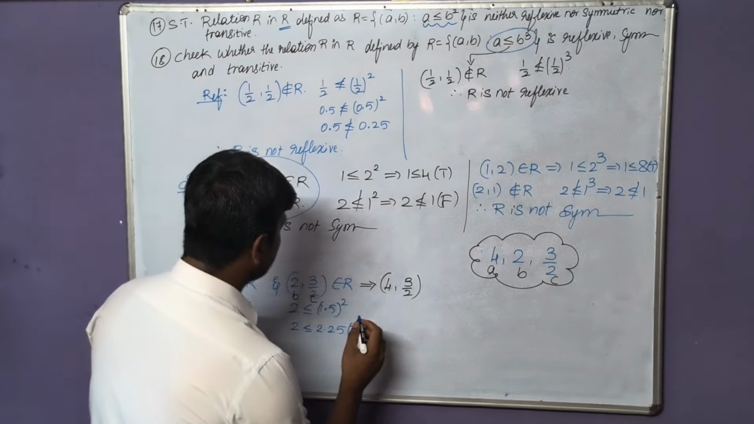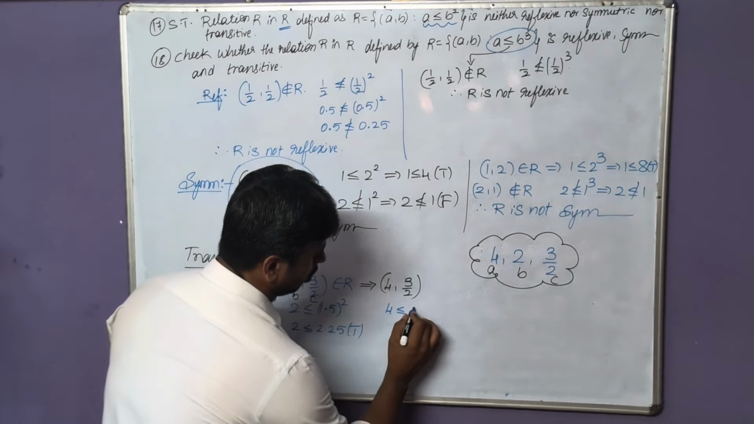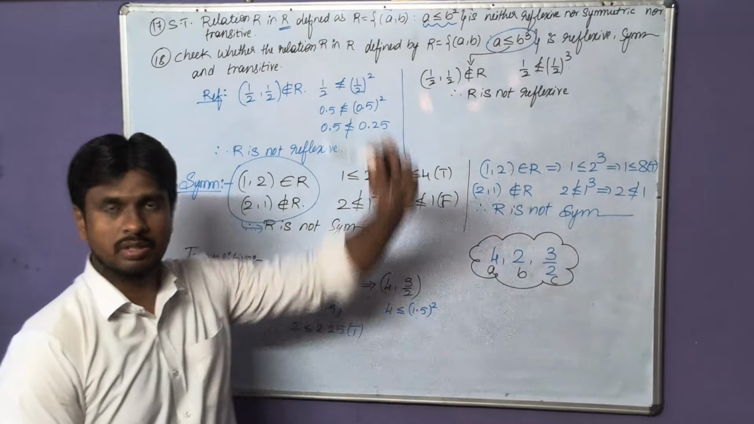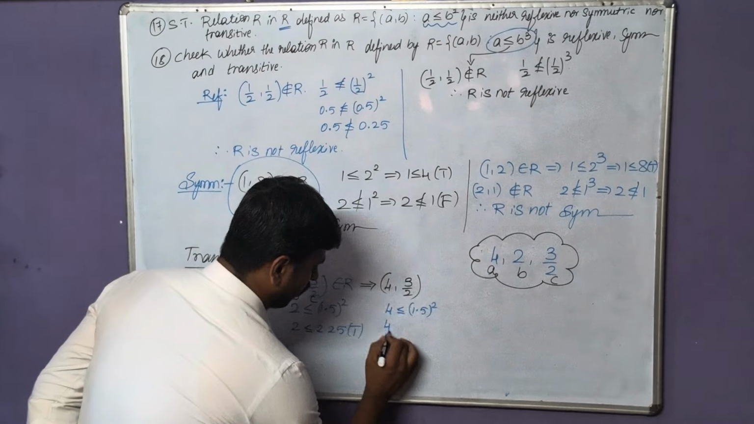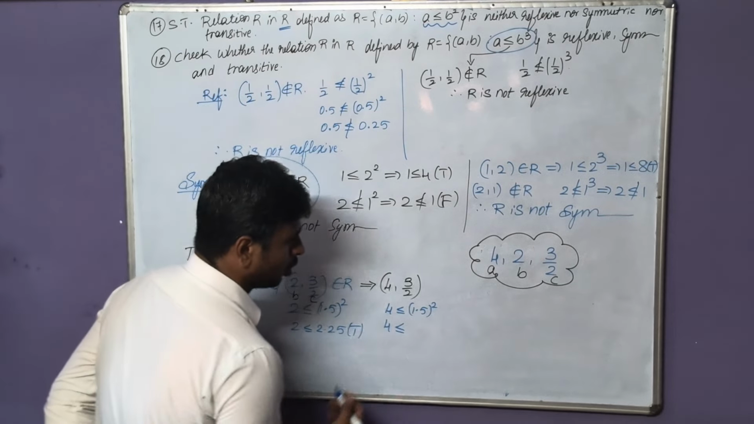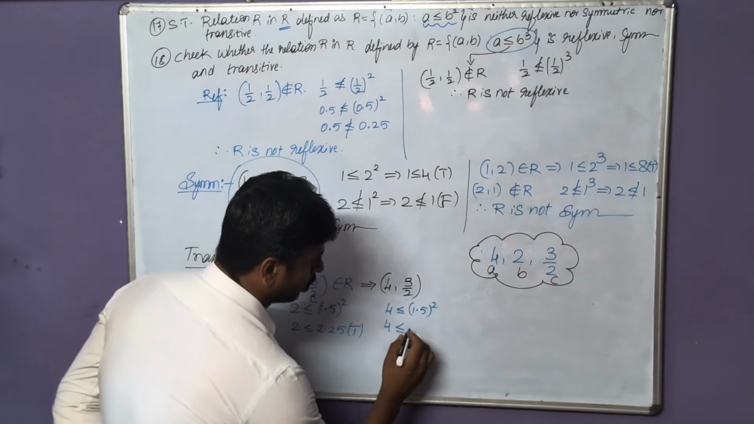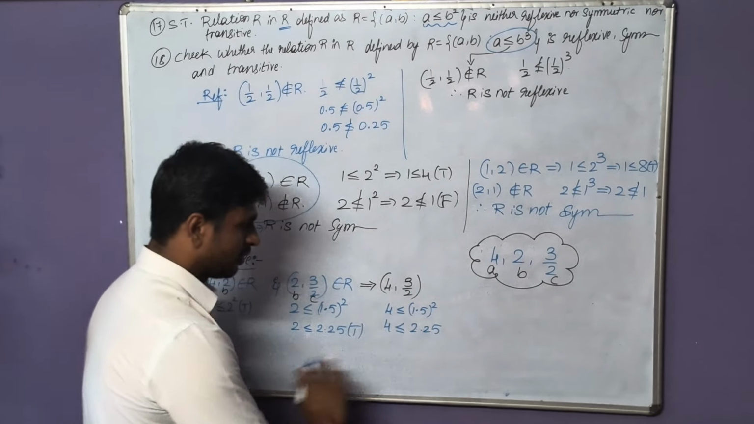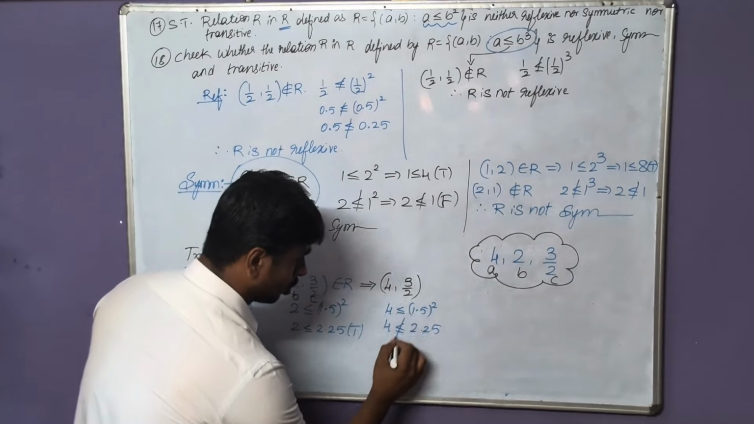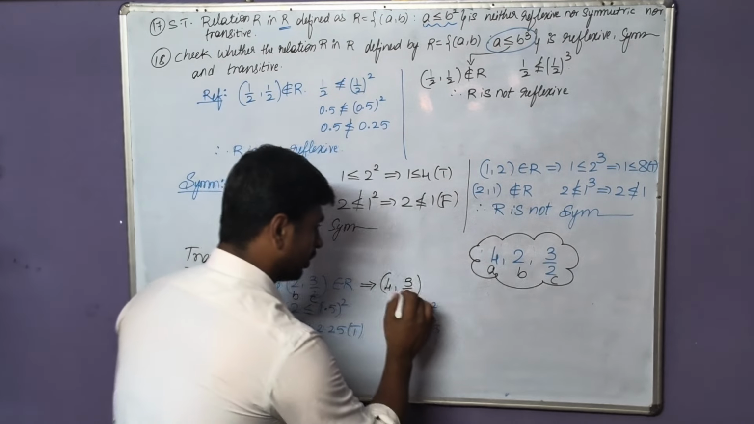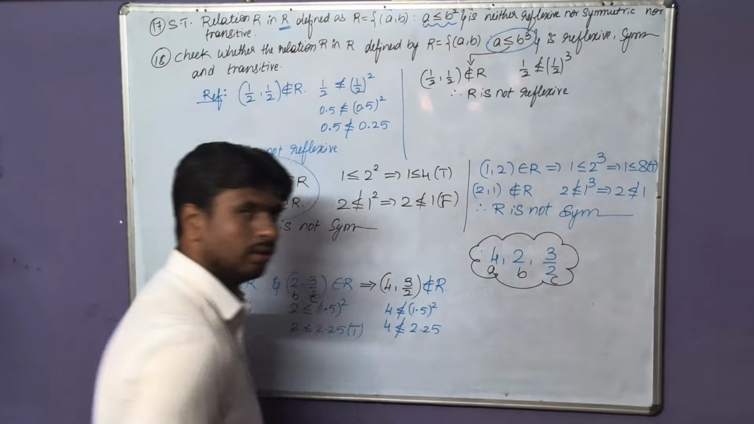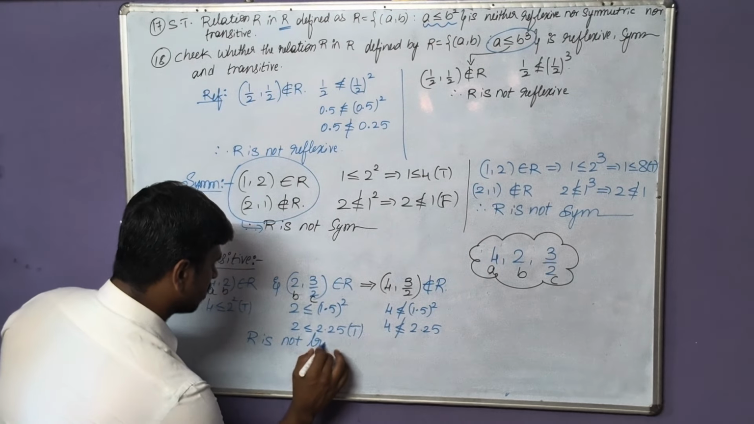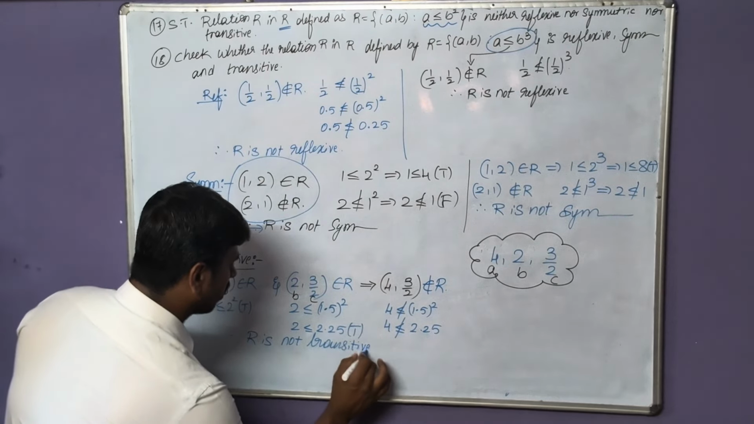Now I will check the condition for A less than or equal to B square. 4 is less than or equal to 1.5 squared, because the given condition is A is less than or equal to B square. Now if I cross check, what is 1.5 squared? 1.5 squared is nothing but 2.25. Clear? 2.25. So from this it is very clear that the value of 4 is not lesser than or equal to 2.25, which means (4, 3 by 2) does not belong to R. Therefore the relation R is not transitive relation.